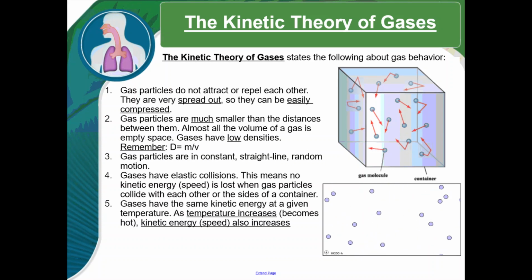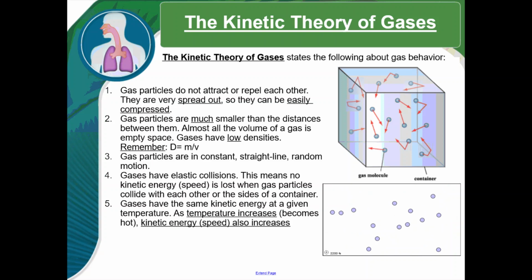Number four, gases have elastic collisions. This means no kinetic energy or speed is lost when gas particles collide with each other or the sides of a container. Now, what is an elastic collision? Think about two balls of slime. These two balls of slime come together and hit each other. They're just going to splat. When these guys came together, they lost their kinetic energy. The speed and the motion that they had disappears in the collision. This is called an inelastic collision.